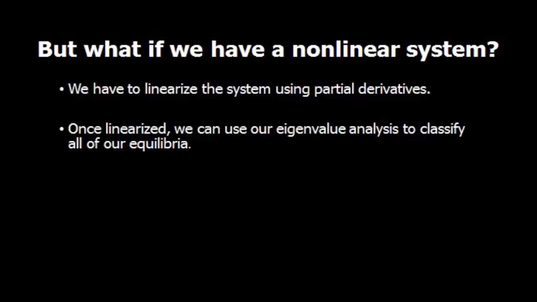But now what do we do if we have a nonlinear system instead of a linear one? Well, we can go ahead and linearize it using partial derivatives, which you learned about from our previous video. This will get us a linear system that's an approximation of the nonlinear one, and then we can do the eigenvalue analysis on that approximation to classify all of our equilibria this time instead of just the origin.